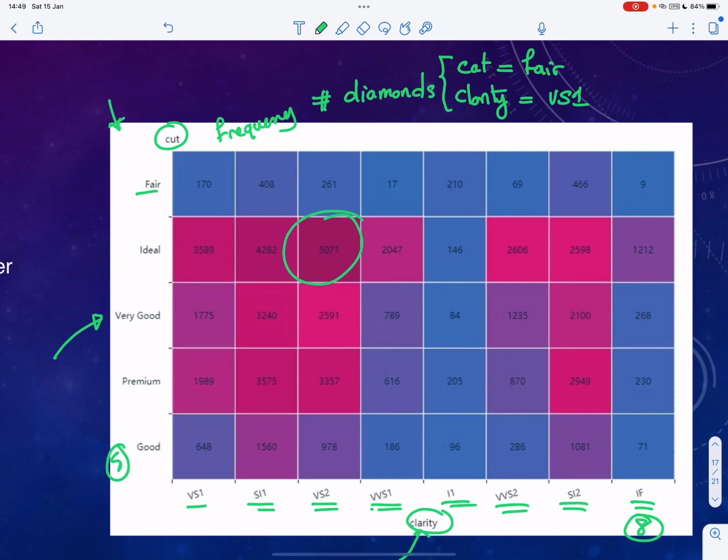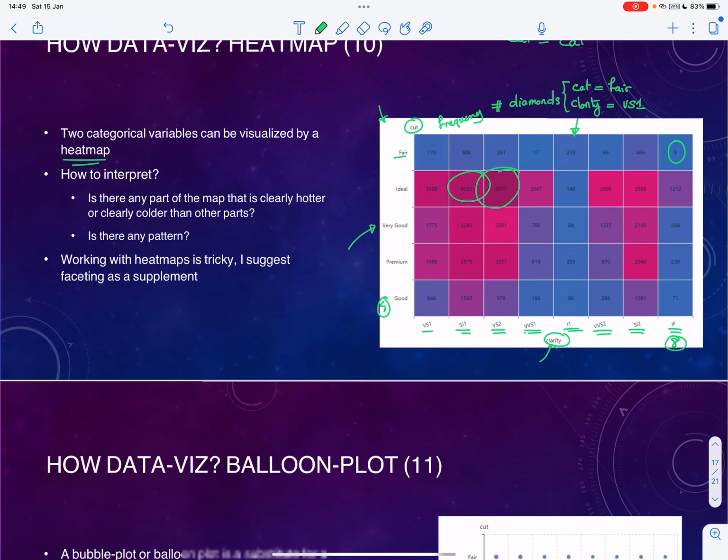And then the hot points and the cold points. We can see that the hottest point is here, VS2 ideal, and then also SI1 and ideal. These are very hot. And the coldest box is here, fair and IF. In general, for I1, the numbers are very low. But I don't see that much of a pattern here. So that's enough for commenting on the heat map.